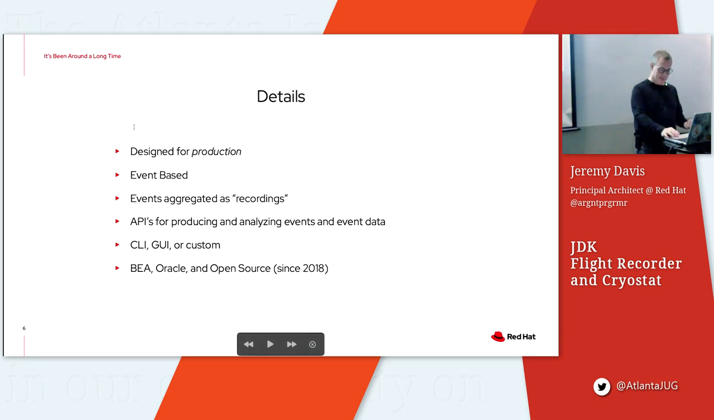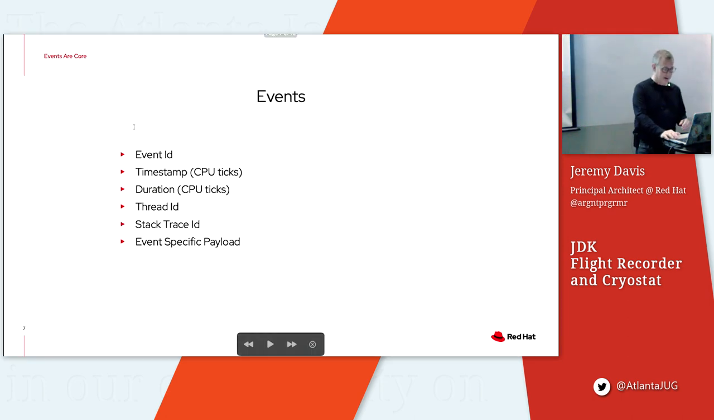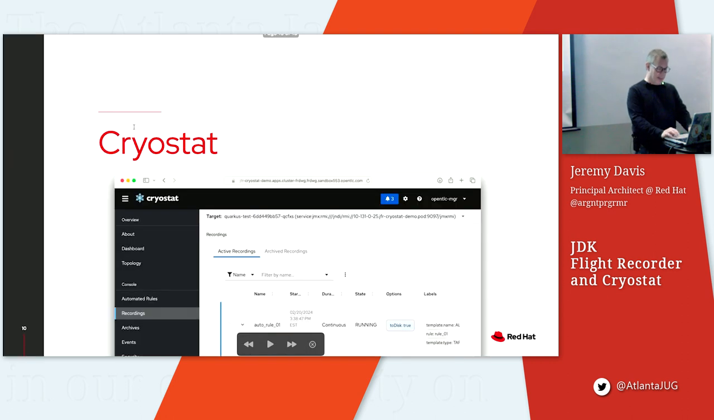So I mentioned I work for Red Hat, right? And we have this thing called OpenShift. I'll jump ahead, I'll come back to details in a minute. So we created this thing called Cryostat. And Cryostat is essentially, we took JFR and put it inside an operator that you install in your cluster, and it will capture your JVMs. You do have to tell it how to do that.